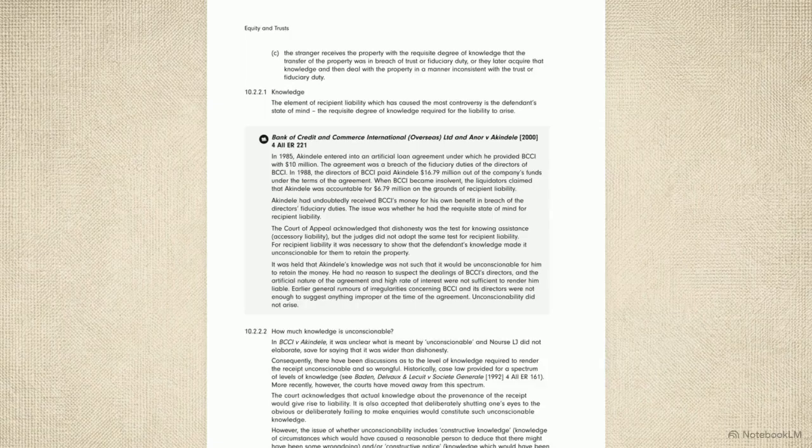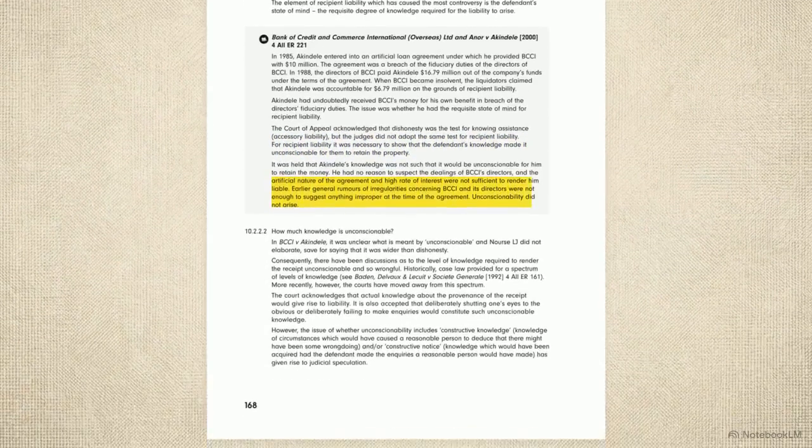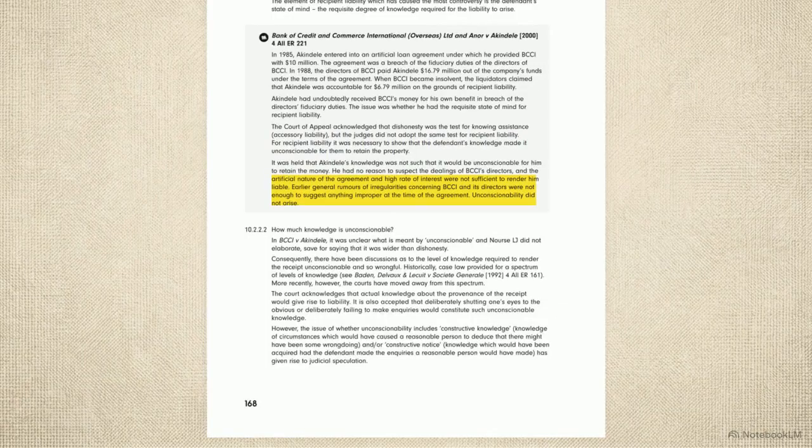The Accessory ruling bypasses the strict dishonesty test. Instead, it requires that the recipient's knowledge makes it unconscionable for them to retain the property. Mr. Accessory heard rumors of BCCI irregularities, but that wasn't enough to trigger unconscionability. Furthermore, mere constructive notice is insufficient.